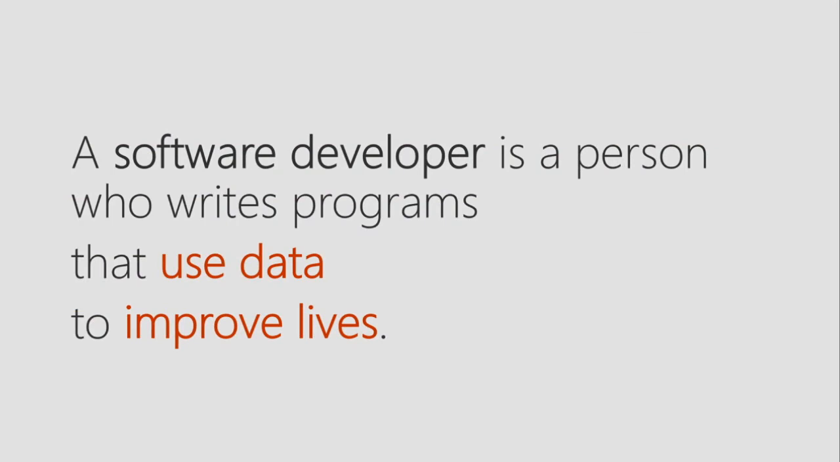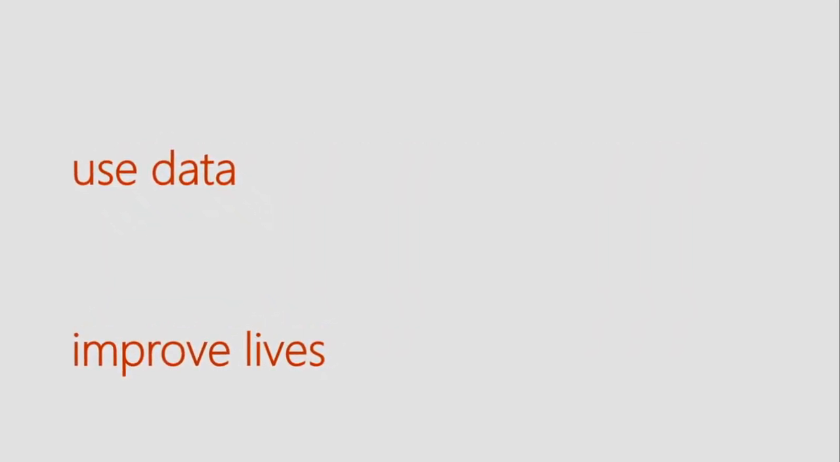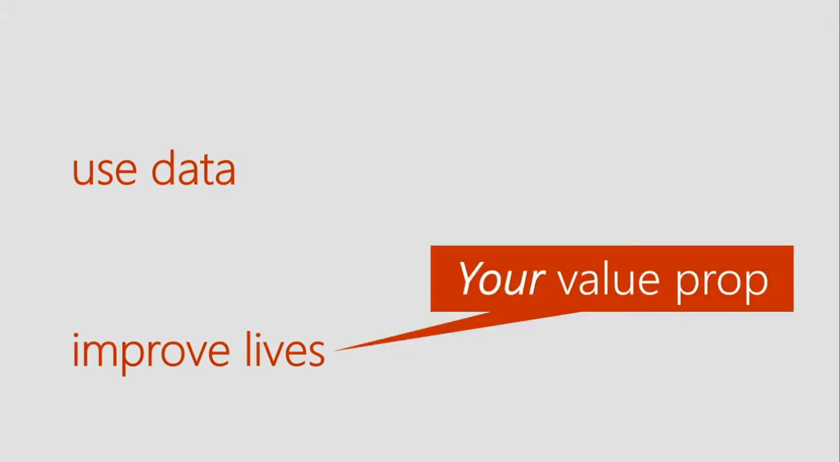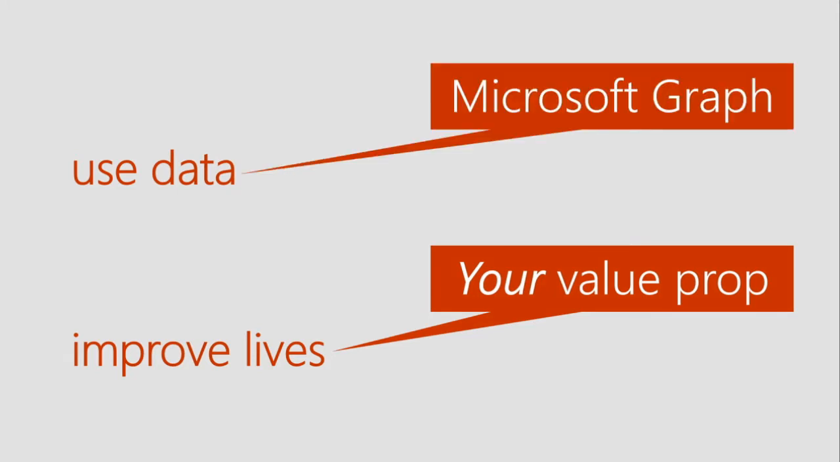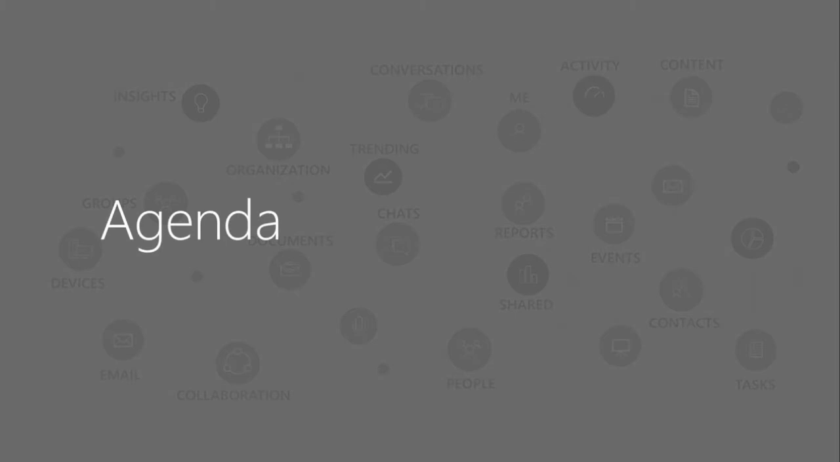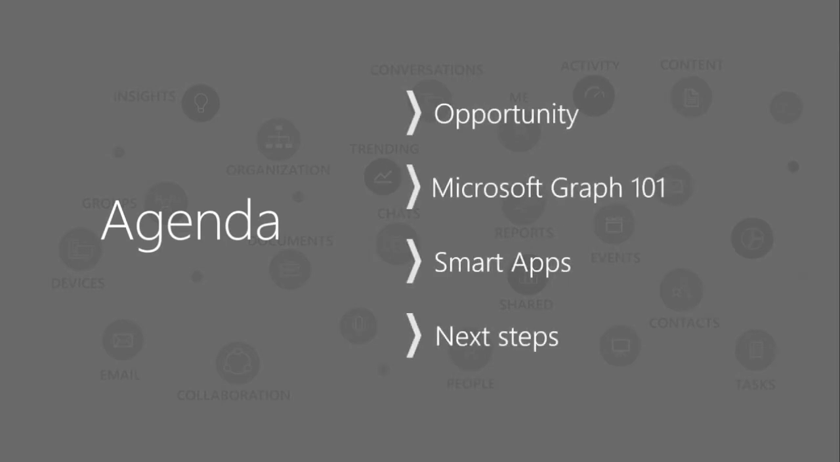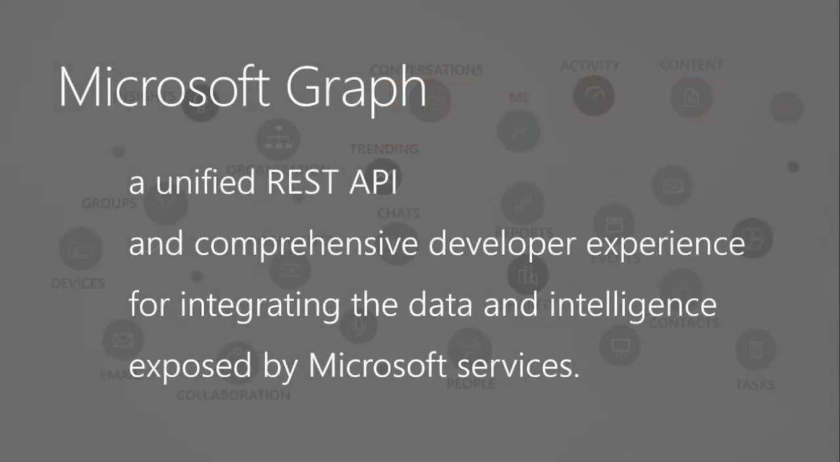And all of these are different examples of how software uses data to improve how we live on a daily basis. Now, if we have this premise, today I'm going to show you how improving the lives of users with your software is your value proposition, right? And then I'm going to show you how you can use data through the Microsoft Graph to enable this. So that's basically an outline for our talk. We're going to talk about the opportunity that Microsoft Graph offers for you as a developer. We're going to go through Microsoft Graph 101, basically how to get started developing with the graph. Then we're going to have 2 partner showcases about smart apps that have been built on top of the Microsoft Graph. And then we're going to talk about next steps. Let's start with the opportunity.